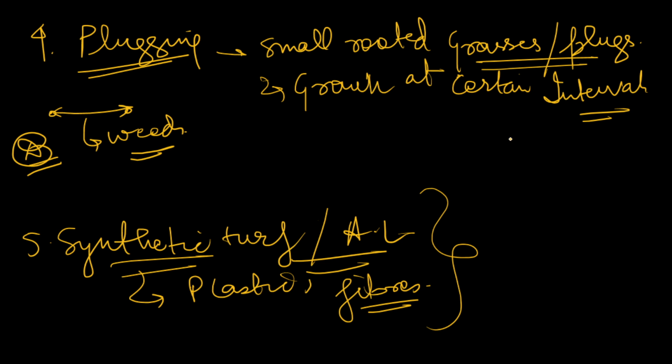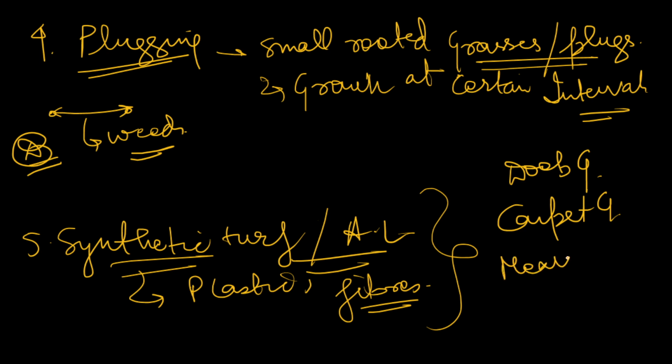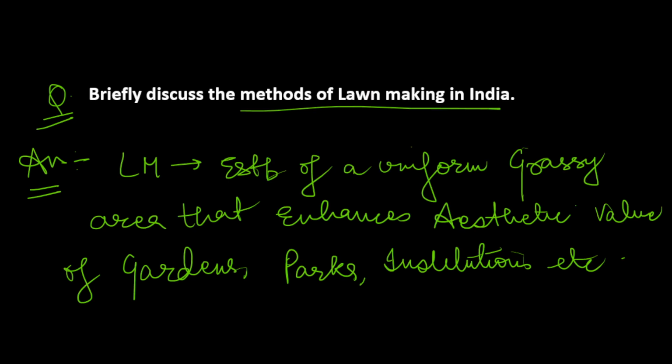Some common grasses you should know, which you can use as examples various times: dhoop grass, carpet grass, Mexican grass, and Zoysia grass. Remember these grasses. And in the conclusion, you can simply mention that the choice should depend on the budget, urgency, area size, and maintenance capacity. In India, generally dibbling and turfing are the most common. So you can mention all these things.